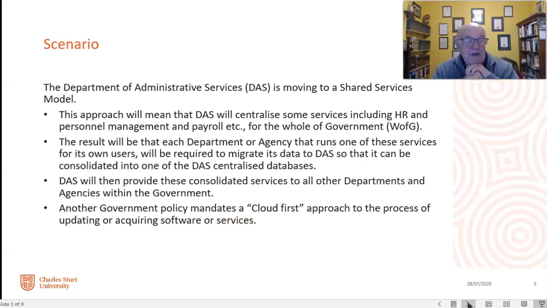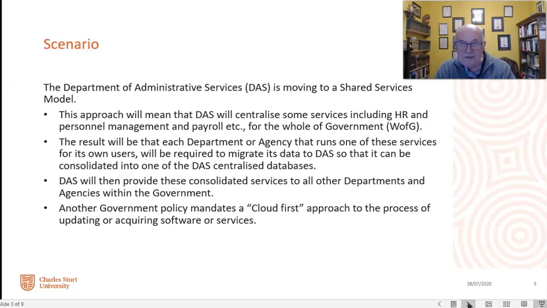Okay, so the scenario for this assignment is a government one, right? A Department of Administrative Services. Those of you who know Jim Hacker will probably recognise the name, and they are moving to a shared services model. So this means that the DAS will start to centralise services for the whole of government, and some of those services will be HR and personnel management, payroll, so forth.